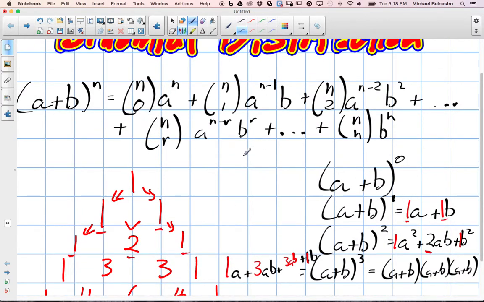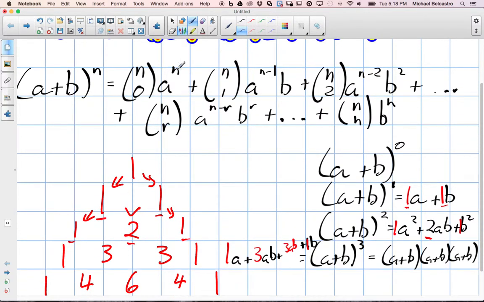And this is where this idea comes in. Our exponents, if you notice the very first term, it tells you the exponent is to the power of n. In our case, the n is 3. So this would be 1a cubed. We put the 3 up there. This is how we help build it.